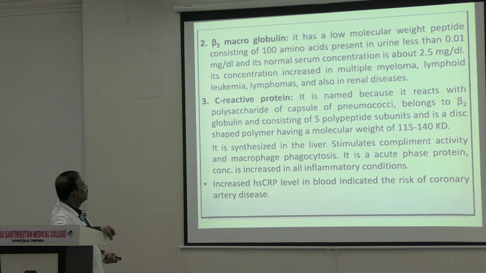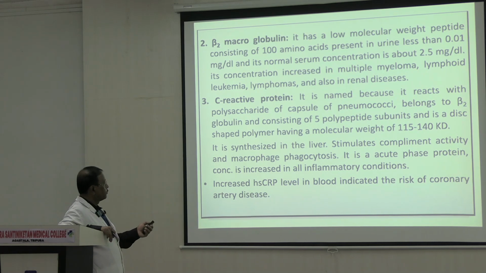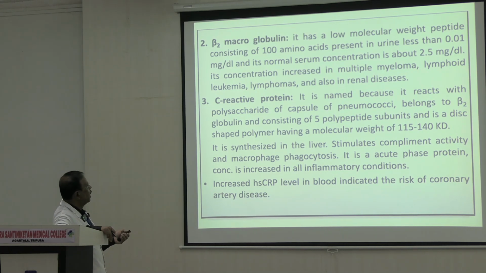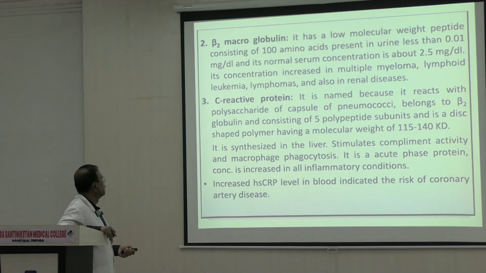Beta-2 microglobulin is a low molecular weight peptide consisting of 100 amino acids, present in urine at less than 0.01 milligram per deciliter, and its normal serum concentration is about 2.5 milligram per deciliter. It is increased in multiple myeloma, lymphoid leukemia, lymphoma, and also in renal disease.